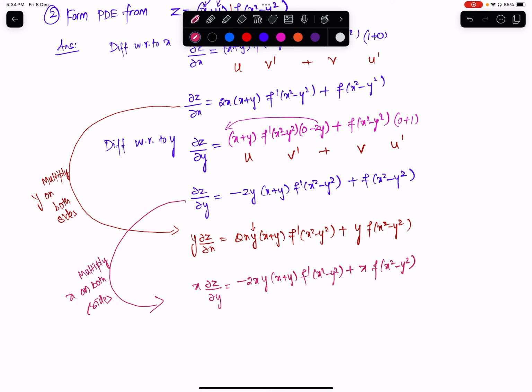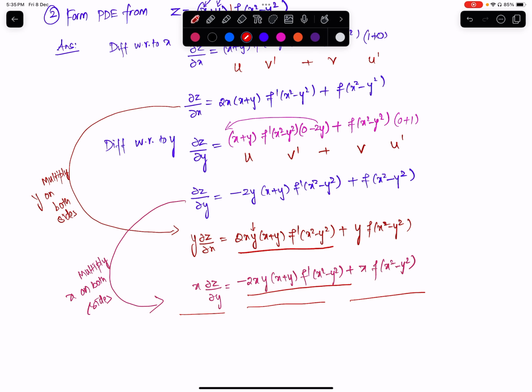Now you understand why we multiply x and y in those two partial derivatives, just to see these terms. They are one and the same, but with a different sign. Here it is plus, here it is minus. So what I'm going to do, I'm adding these two equations.